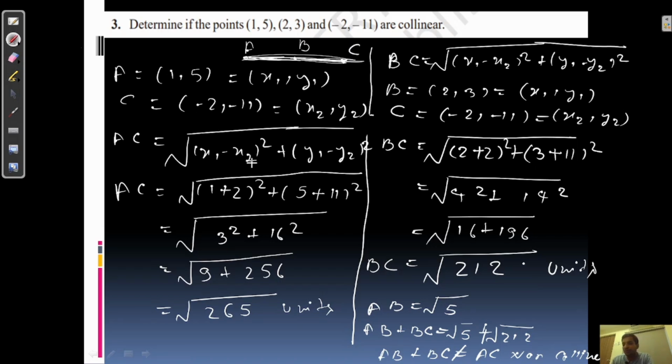Okay. So if you want to note it down, pause the video, then note it. I am moving on next time. Now we are going to see question number 4. They are saying there are 3 points and we have to prove that they are vertices of an isosceles triangle.